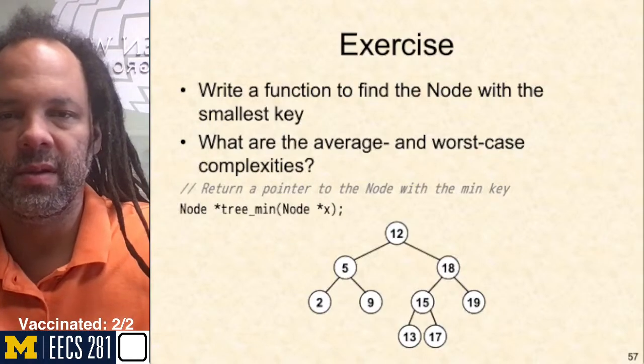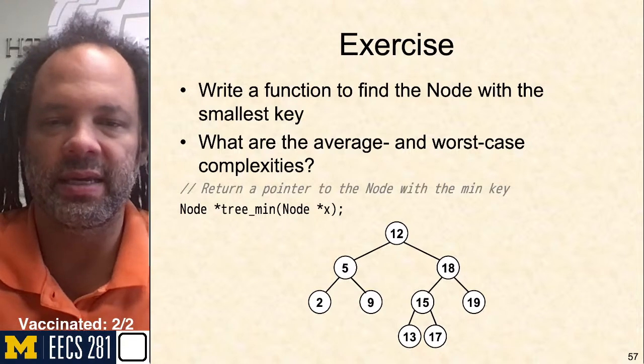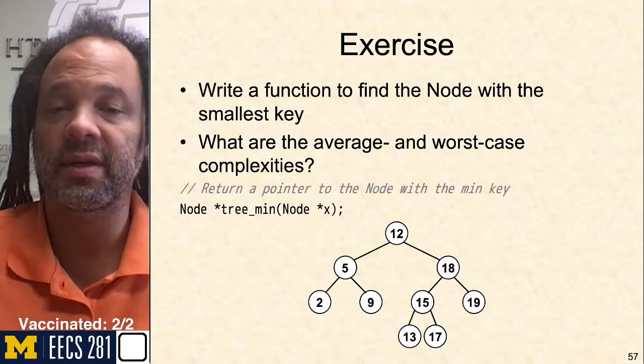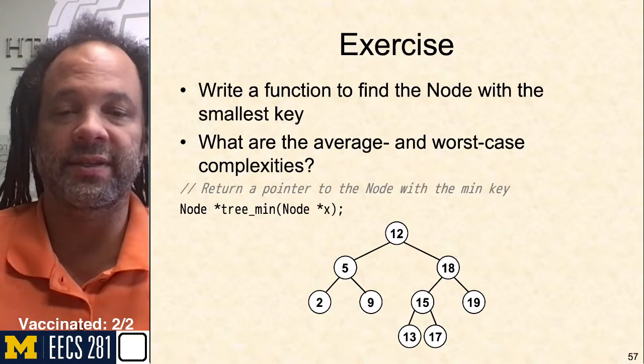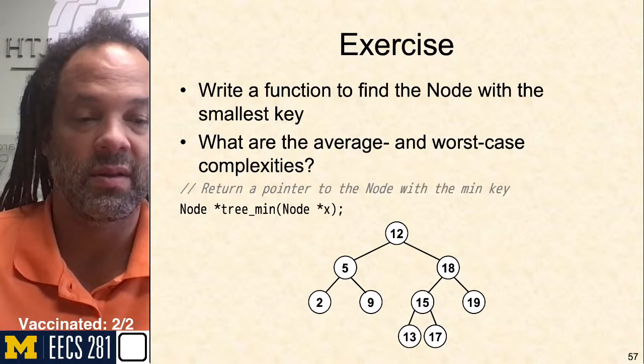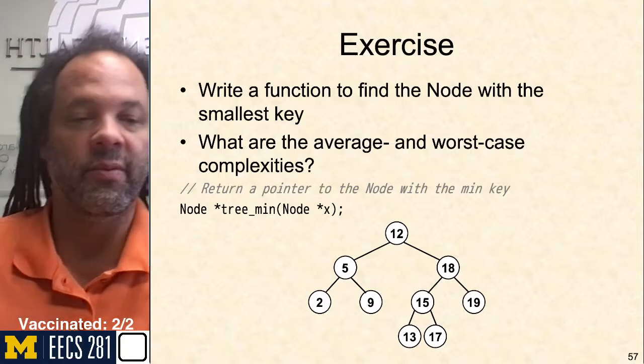All right. Write a function to find the node with the smallest key. Now that's pretty easy in a binary search tree. It'll just keep going left. Tree min is just go left until you can't go left anymore, and then you're looking at the smallest node that's there. All right, so I'm going to throw this one up there, and then we're going to take the break.